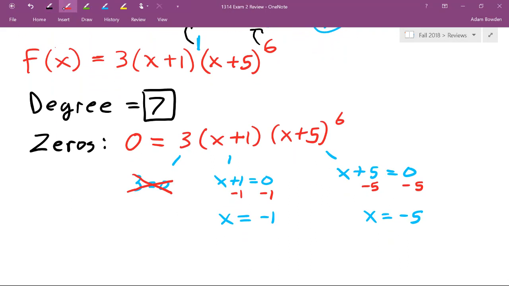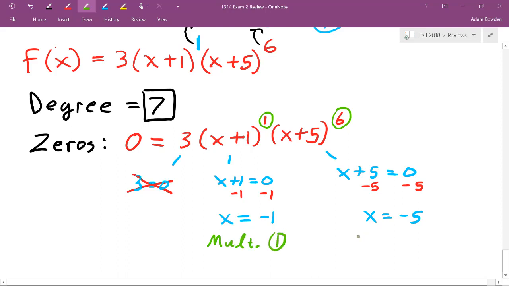Then it asks for the multiplicities. Multiplicities come from the powers above each one of these factors. So this one has a power of 1, this one has a power of 6. So we take this down and we say the multiplicity on this solution is 1, and the multiplicity on this solution is 6.